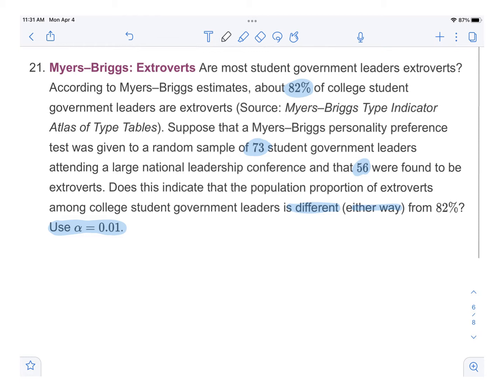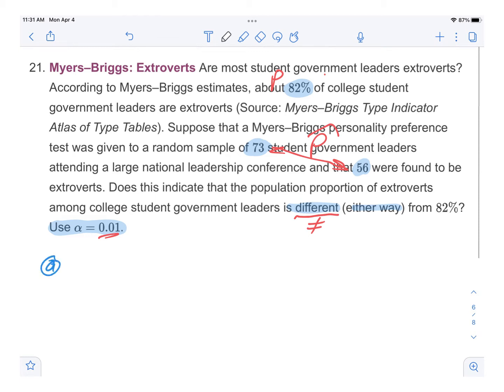Let me go over in red. The 82% is our P. These two numbers here will give us our P hat. That'll give us our P hat. Different will tell us it's not equal to for our alternate hypothesis, and that is our level of significance. So here we go. I'm going to ask you for these pieces of information.